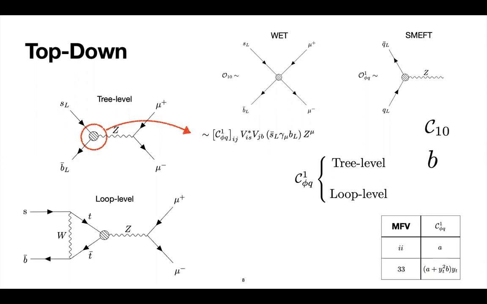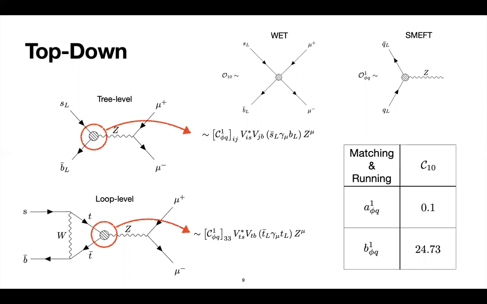And then at the one loop level, you get additional contributions. And this time it's mostly from the 3-3 component, and therefore you have sensitivity to both A and B. But if you look at that numerically, so you go and do the running and the matching and the running numerically, you find that the contribution of A phi Q1 to C10 is completely negligible as compared to the contribution of the flavor breaking B phi Q1.